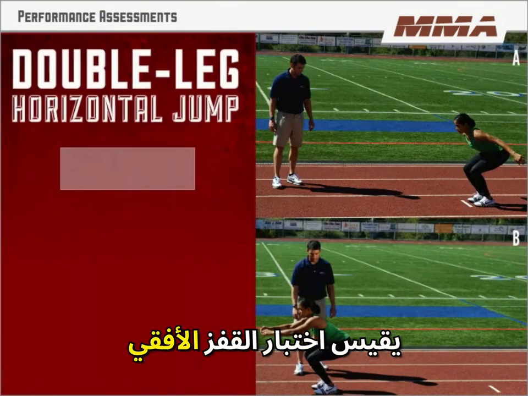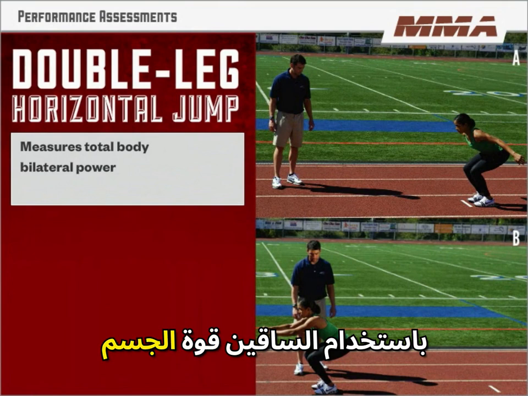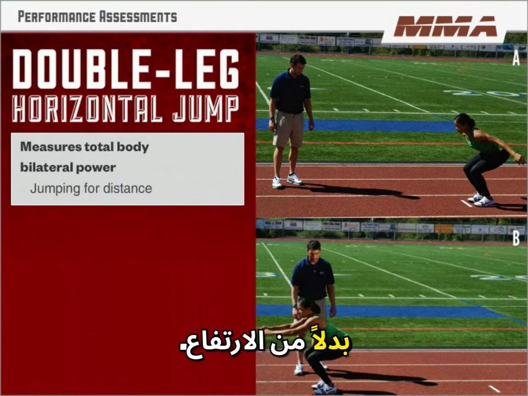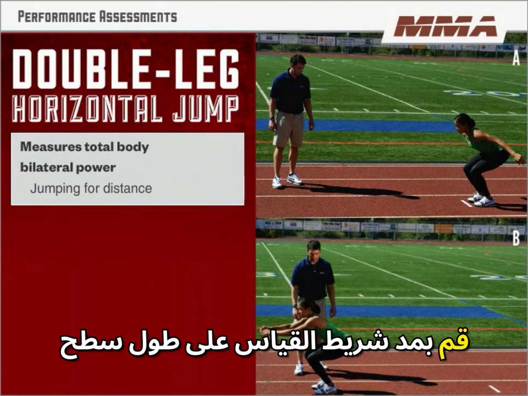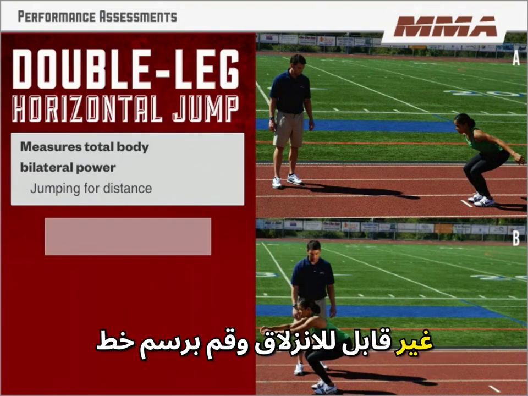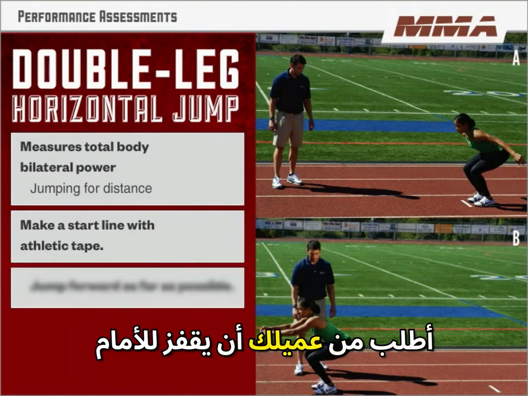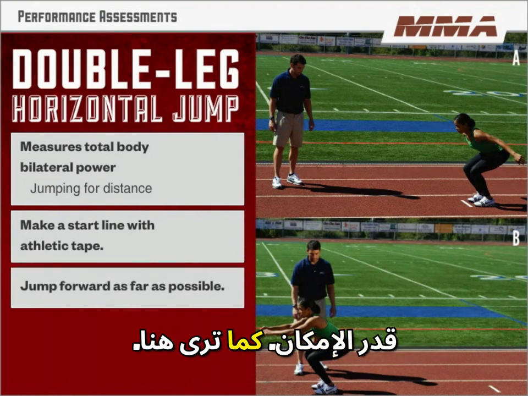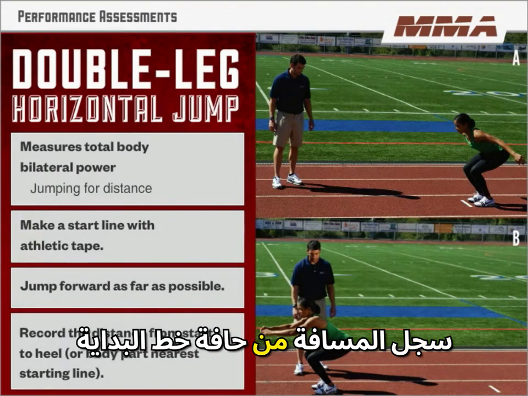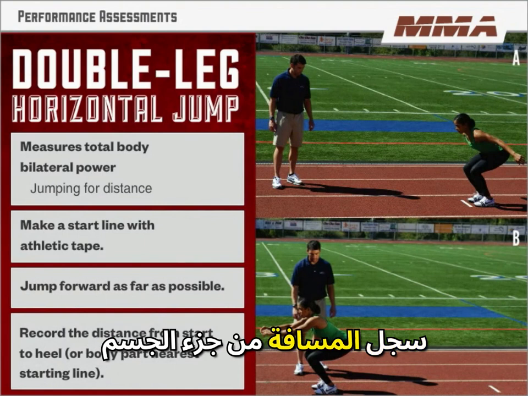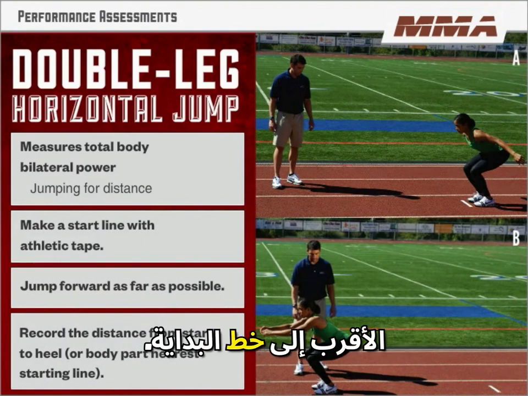The double leg horizontal jump test measures total body bilateral power in a more dynamic fashion by jumping for distance rather than height. To perform this test, extend a tape measure along a non-skid surface and make a start line with athletic tape. Instruct your client to jump forward as far as possible like you see here. Record the distance from the edge of the starting line to her heel. If she falls backward, record the distance from the body part nearest the starting line.